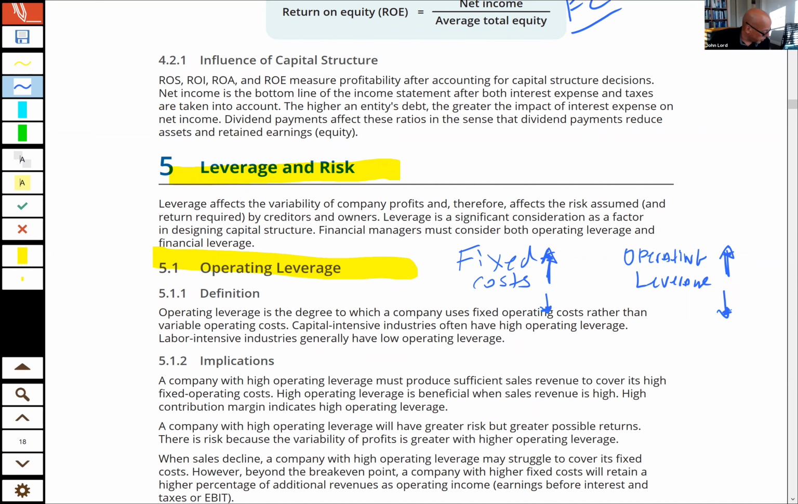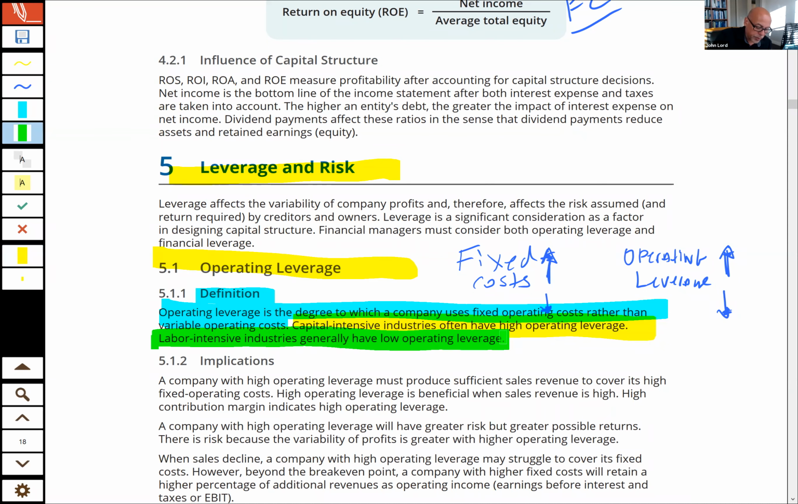Okay, so let's look and see what they tell us here in terms of definition. Operating leverage is the degree to which a company uses fixed operating costs rather than variable costs. Higher contribution margin, and we're going to be kind of risky there. And then once we get over that hurdle, break even, we're going to see a higher level of profitability. So capital intensive industries often have high operating leverage. Labor intensive industries generally tend to have low operating leverage. In other words, if you're capital intensive, you probably have more fixed cost. If you're labor intensive, you probably have more variable cost, because labor tends to be a variable cost, right?